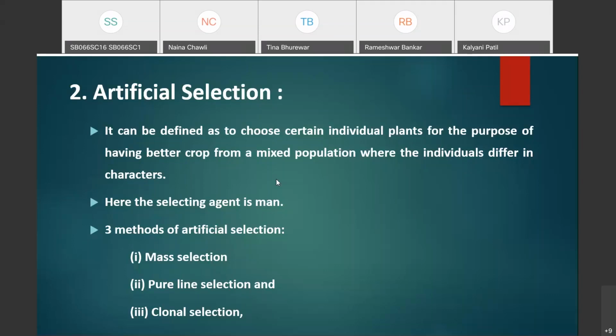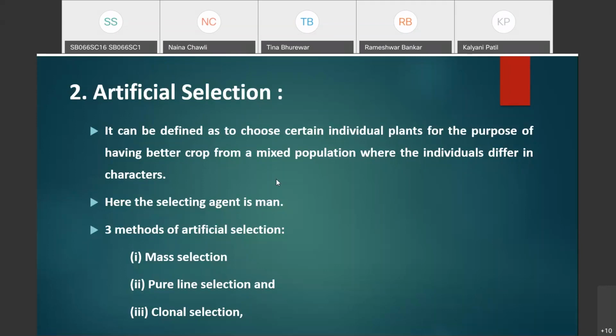Okay, we have discussed natural selection, where nature is the principal force for the selection, and here the selection is carried out by man. That's why it is called artificial selection. There are three methods of artificial selection we are going to discuss in this lecture: the first one is mass selection, the second one is pure line selection, and the third one is clonal selection.